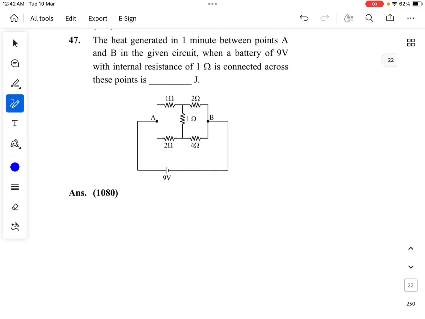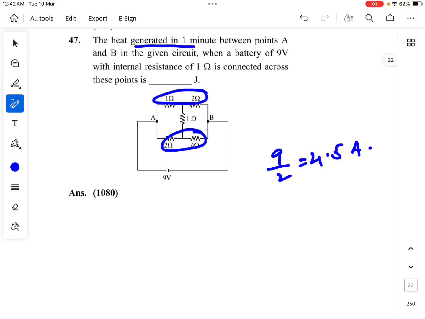Yeah, look at the question. Clearly it is a Wheatstone bridge. 1 by 2 is 2 by 4. So you can remove this. No use of that. And then what else you can do is find the effective resistance easily. 1 plus 2 is 3, 2 plus 4 is 6, that is 3 into 6 by 3 plus 6, 18 by 9, 2. 18 by 9, isn't it? Yeah, that is 2. So effective resistance is 2. 9 by 2 is 4.5 amps is the current.